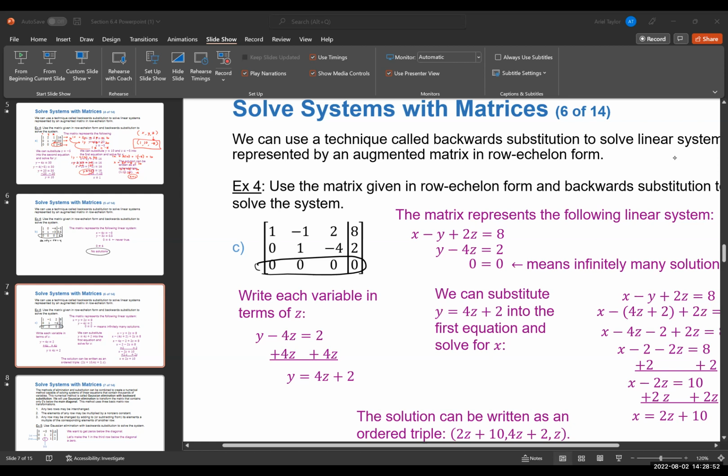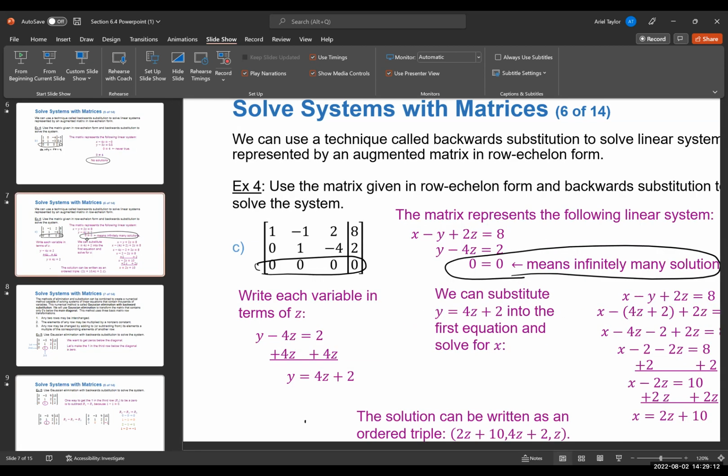That tells us that there's an infinite set of solutions because we can choose what z is, and then that will allow us to scale up our x and our y. So there are infinitely many solutions. Whenever you end up with 0 equals 0, that's what that means. Okay.